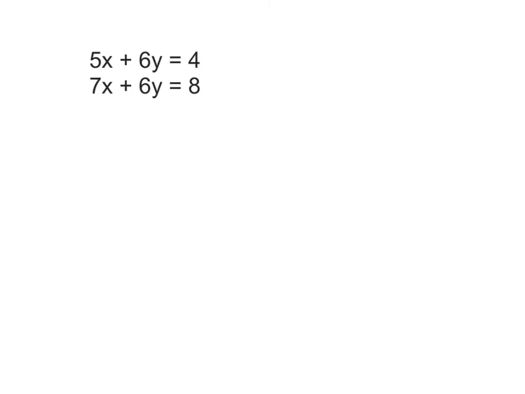Okay, so let's try another example. 5x plus 6y equals 4 and 7x plus 6y equals 8. Now once again, what you're going to want to look for is a matching coefficient. Okay, the 6's right here match. And that's going to mean that if we add our equations or subtract, let's talk about that for a second, we're going to be able to eliminate our y variable in this case because their coefficients match, 6 and 6.